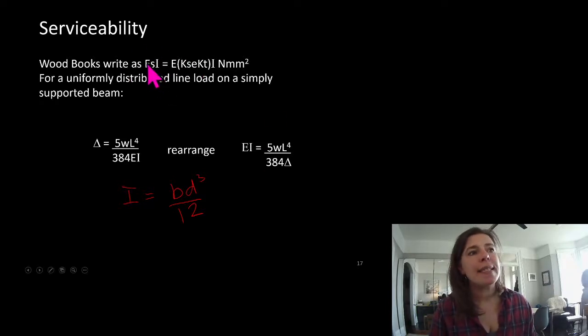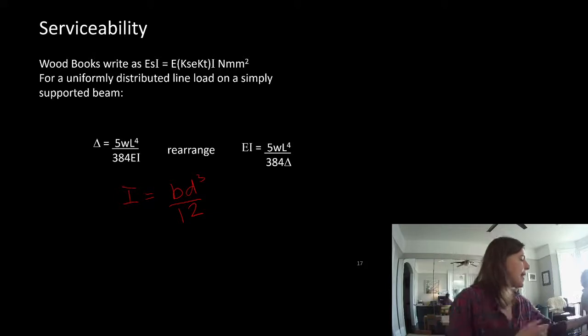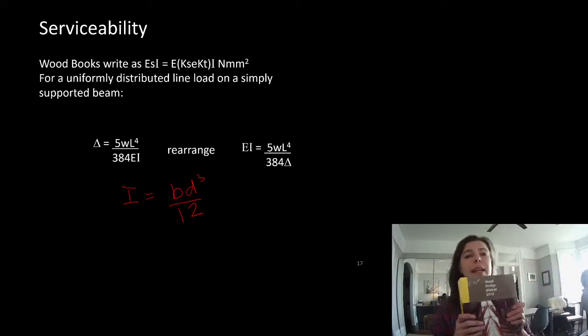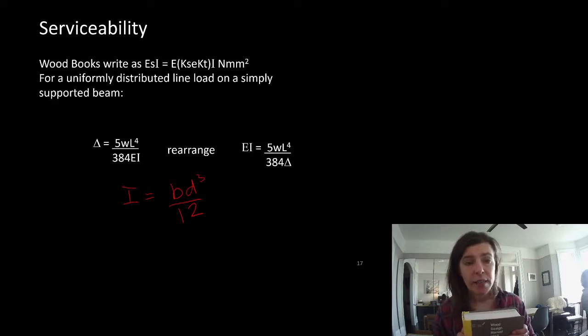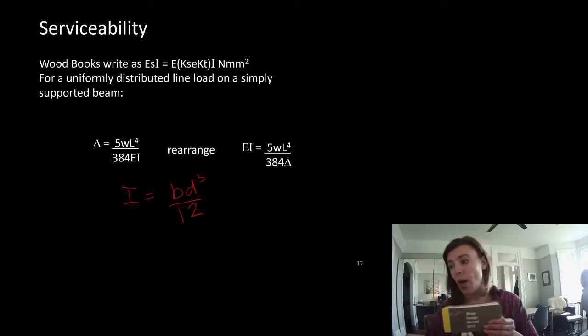The wood book writes E as ES, and that just means we've taken our E and applied any of the factors. Remember that we had treatment factors that could apply to stiffness, and then we had an actual serviceability E modifier or factor that we needed to build in. So really, we need to make sure that we have a very particular EI required, or what is the minimum EI? And I can guarantee you that these handy dandy wood books are going to have, if we can calculate what MR we need and what VR we need and what ESI we need, some tables in this book that will list all the different members with those values for us.